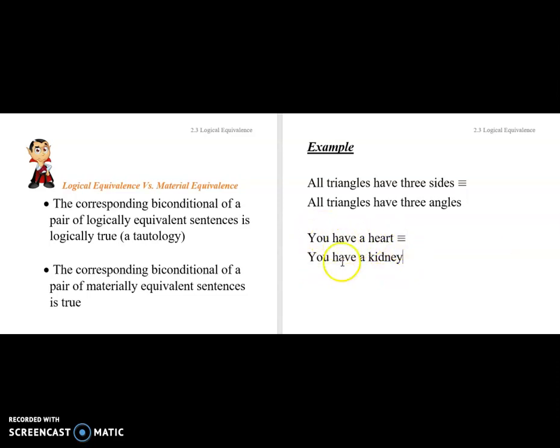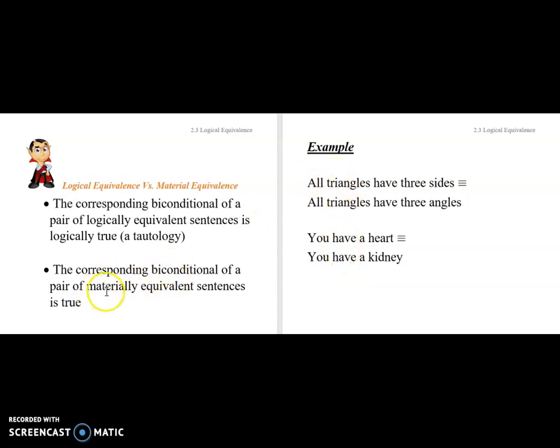This biconditional is not going to be a tautology, and therefore "you have a heart" is not logically equivalent to "you have a kidney," right? Because the corresponding biconditional is not a tautology, and that's the difference between the two, all right? So whereas these propositions are logically equivalent to one another, these ones are not logically equivalent to one another, even though these ones are in fact materially equivalent to one another. And remember, if a pair of propositions are logically equivalent to one another, then they are materially equivalent to one another. But the opposite doesn't have to be true. You can be materially equivalent and not logically equivalent.